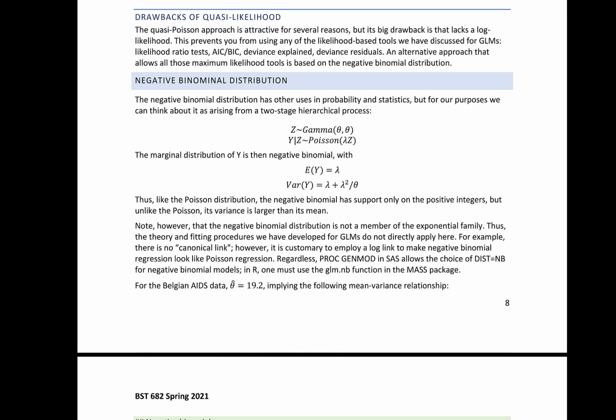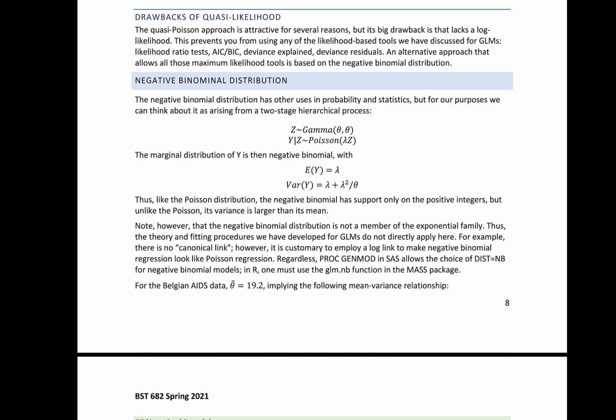We saw the negative binomial in 675, but for our purposes we can think about it as arising from a two-stage hierarchical process. And so how this works is we can think of Z is distributed gamma, where the two parameters in the gamma distribution are equal to one another, and then conditional on Z, Y is distributed Poisson, where the rate of that Poisson distribution is lambda times Z. And it ends up that the marginal distribution of Y is a negative binomial, where the expected value of Y is equal to lambda, and the variance of Y is equal to lambda plus lambda squared divided by theta.